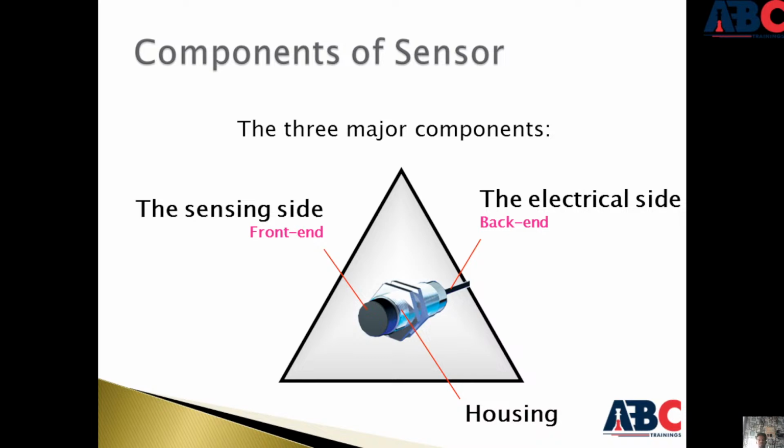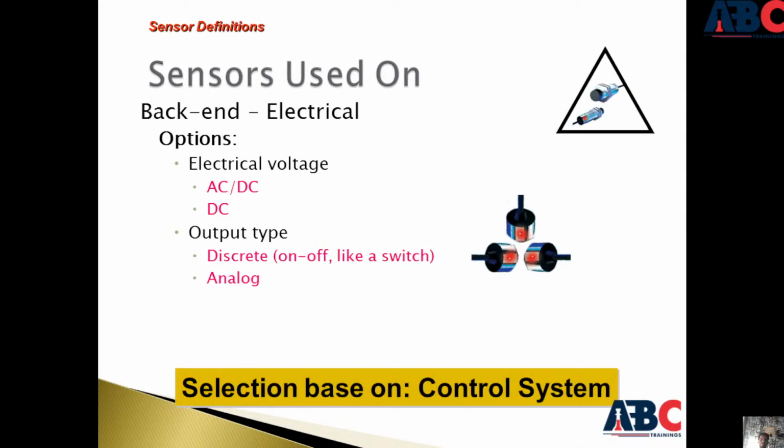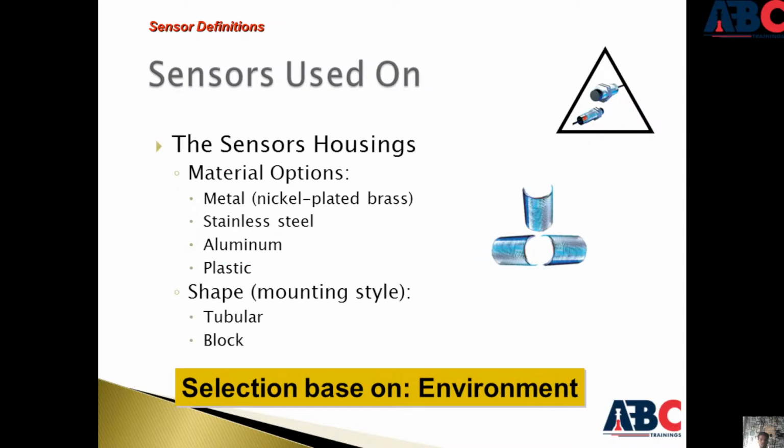Components of the sensor. The three major components are the sensing side, the front end, and the electrical side, the back end. Sensors use a back end electrical voltage, AC or DC. Output types are discrete, on or off, or analog signal, selected based on the control system.